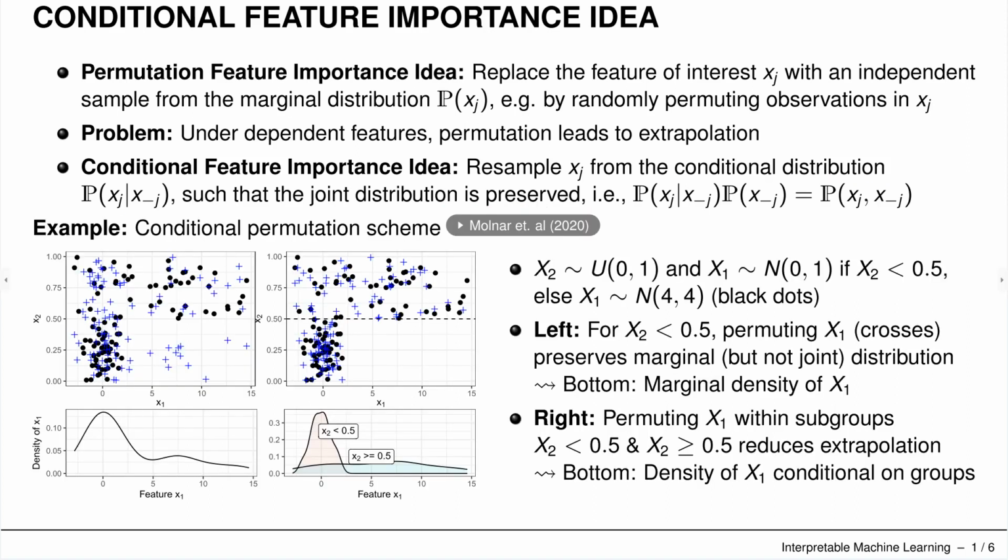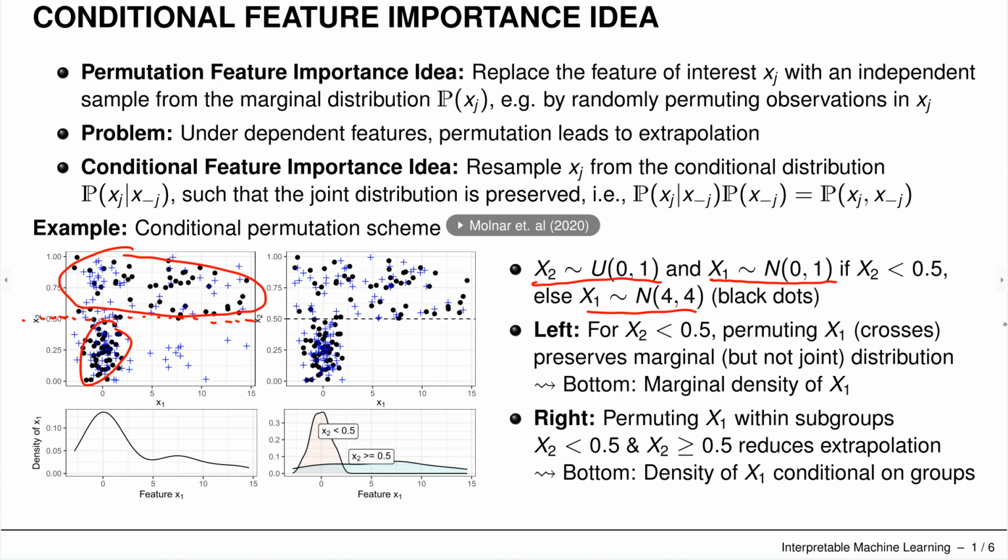So to look at an example, let's consider two variables, x1 and x2, where x2 is uniformly distributed and x1 has a standard normal distribution if x2 is smaller than 0.5, or it has a different normal distribution if x2 is larger than 0.5. So we can see it here on the left in the black dots. So here's this split on 0.5, and the black dots are here in this corner below that line, and they're on the full support of x1 in the upper part.